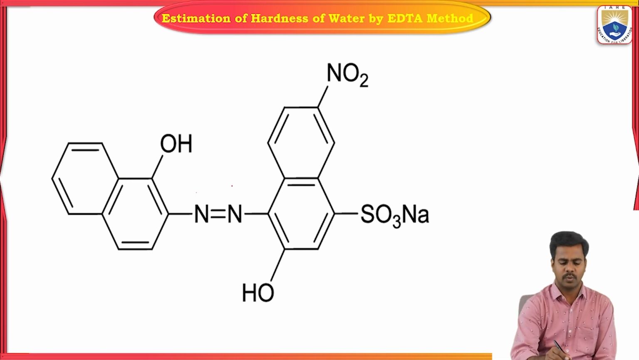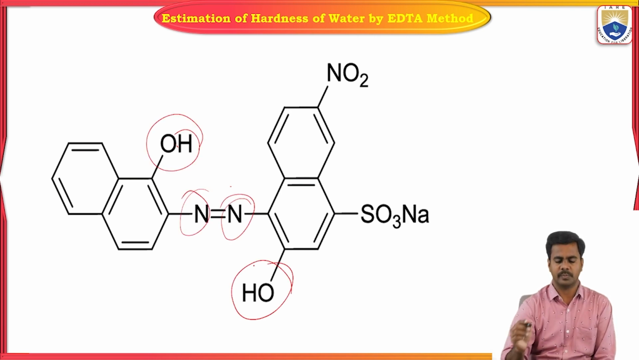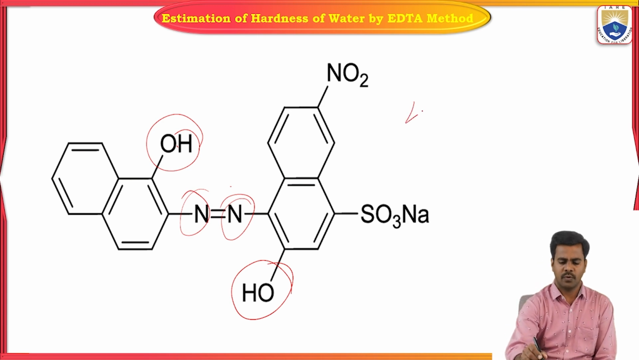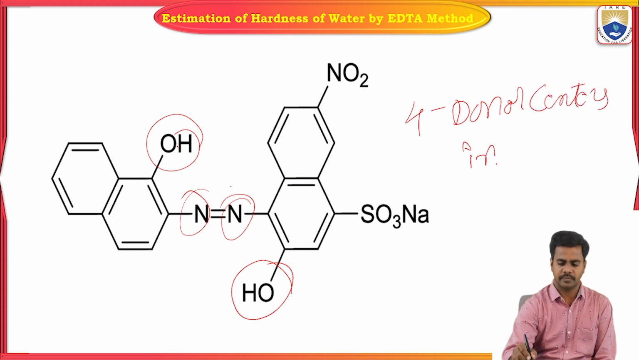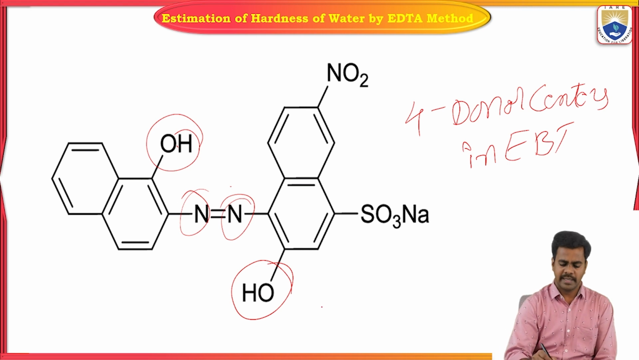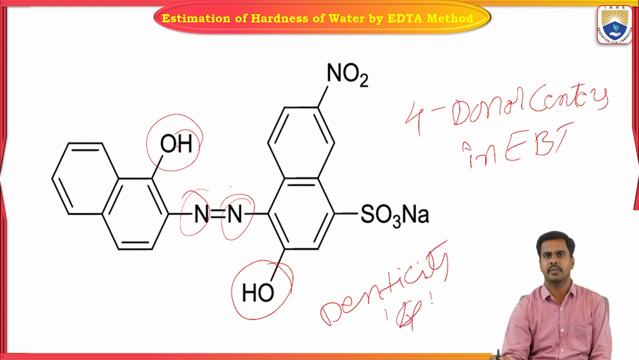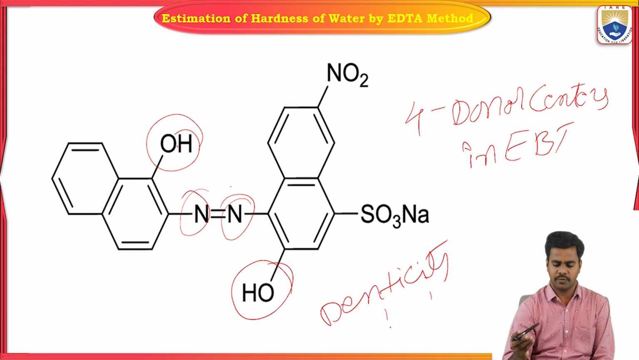1, 2, 3 and 4. So 4 donor centers are present in EBT, Eriochrome Black T. So the denticity of EBT is 4. Denticity of EBT is 4.